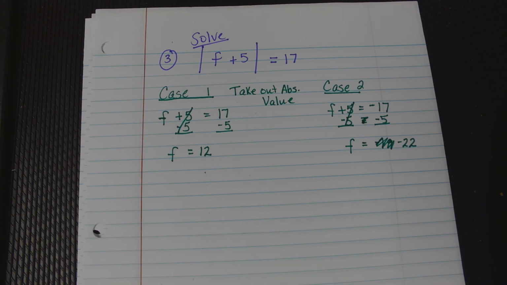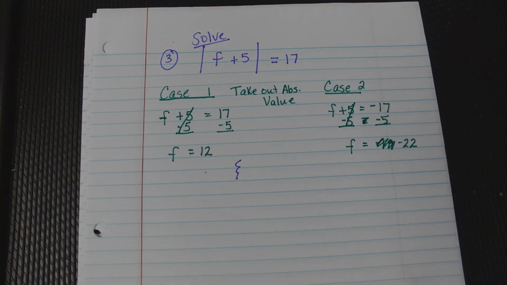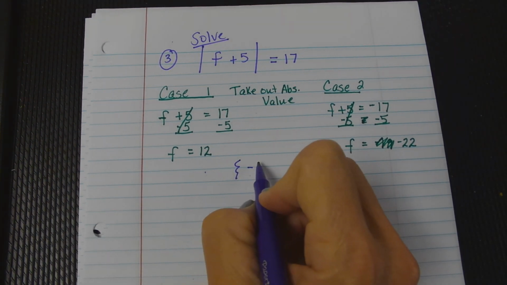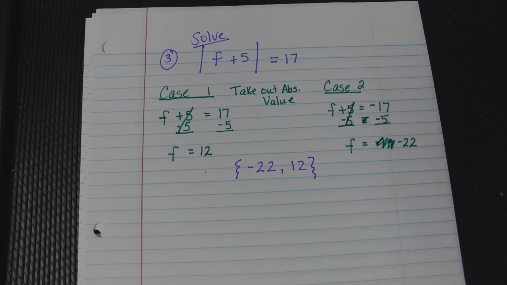You got it? Negative 22. Let's go up here. Negative 22 plus 5 is negative 17. What's the absolute value of negative 17? Positive. You see why 2 answers are right. So the way to write this is like multiple choice. You could say negative 22, comma 12, because you have 2 options. F can be negative 22, and F can be positive 12.